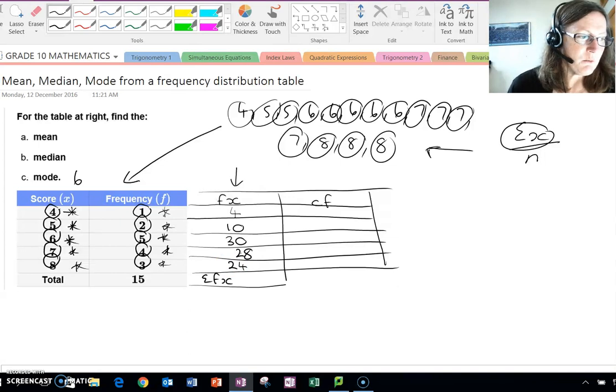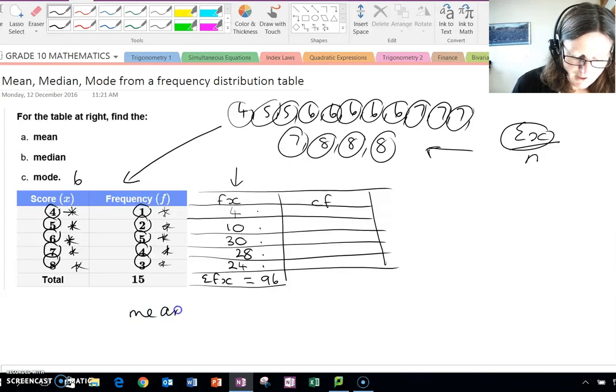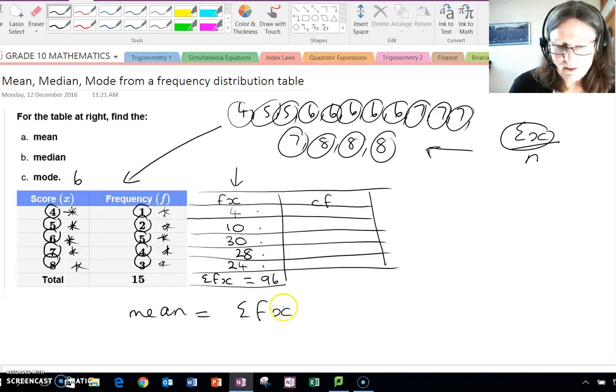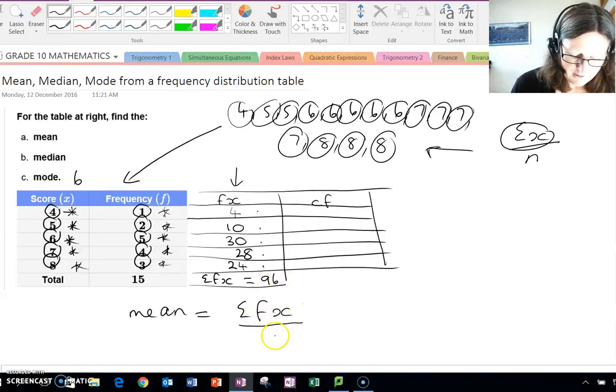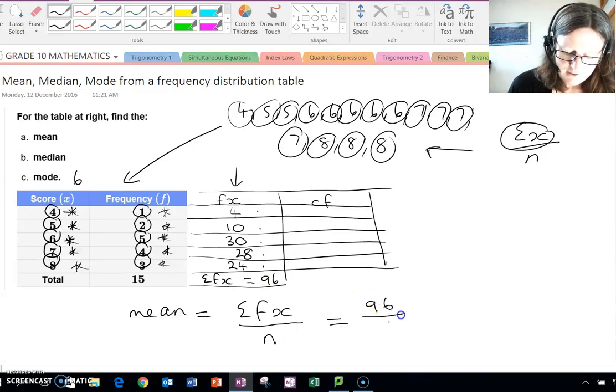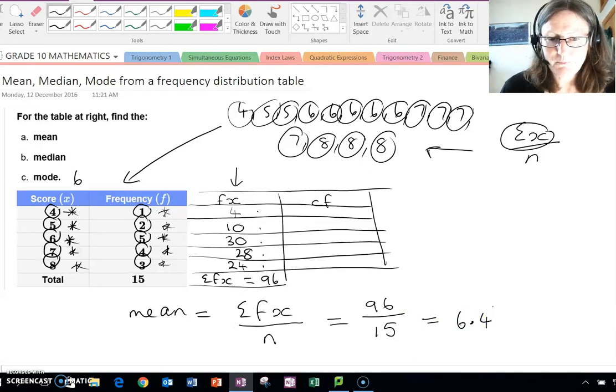What we do next is we add up these scores here. So 4 plus 10 plus 30 plus 28 plus 24. And when we add those up, we get 96. So our mean is the total of the scores that we've just added up divided by the number of scores. So when we added them up, we got 96. There were 15 scores in our table, and 96 divided by 15 is 6.4.